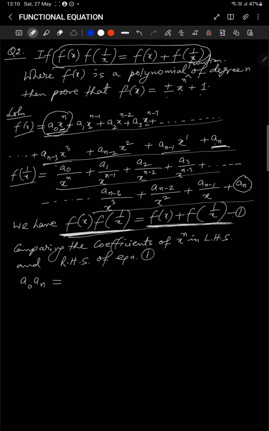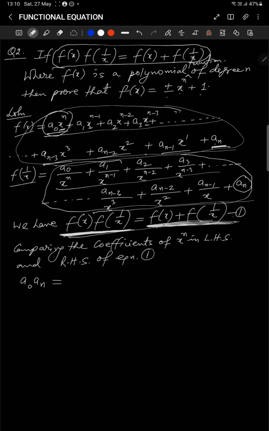Now coming to the right hand side. In the right hand side only the sum of this particular term will be written, and in that one x to the power n will appear only in this one. So in the right hand side the coefficient of x to the power n could be only a0. I hope you all have understood.